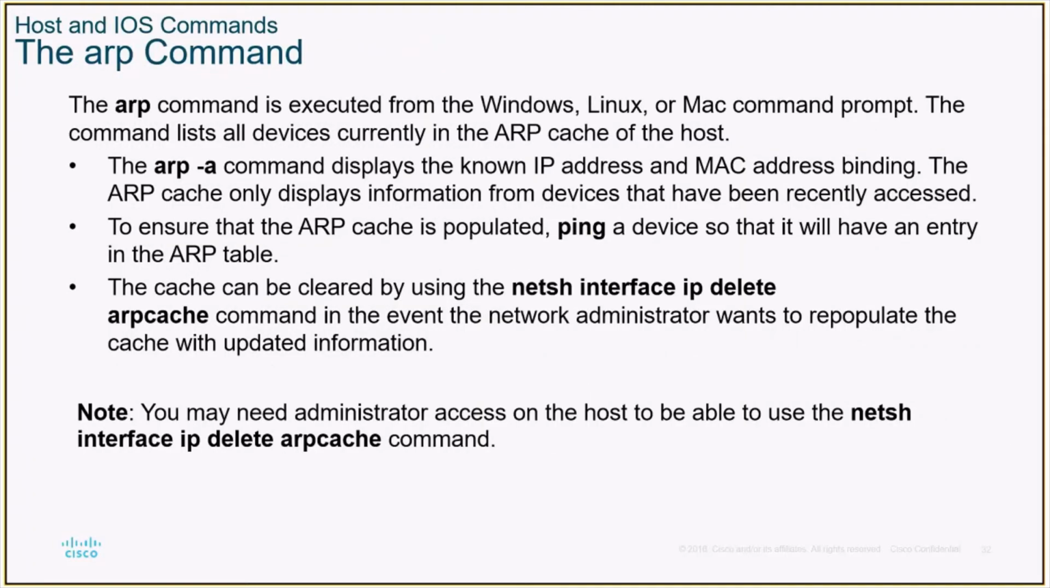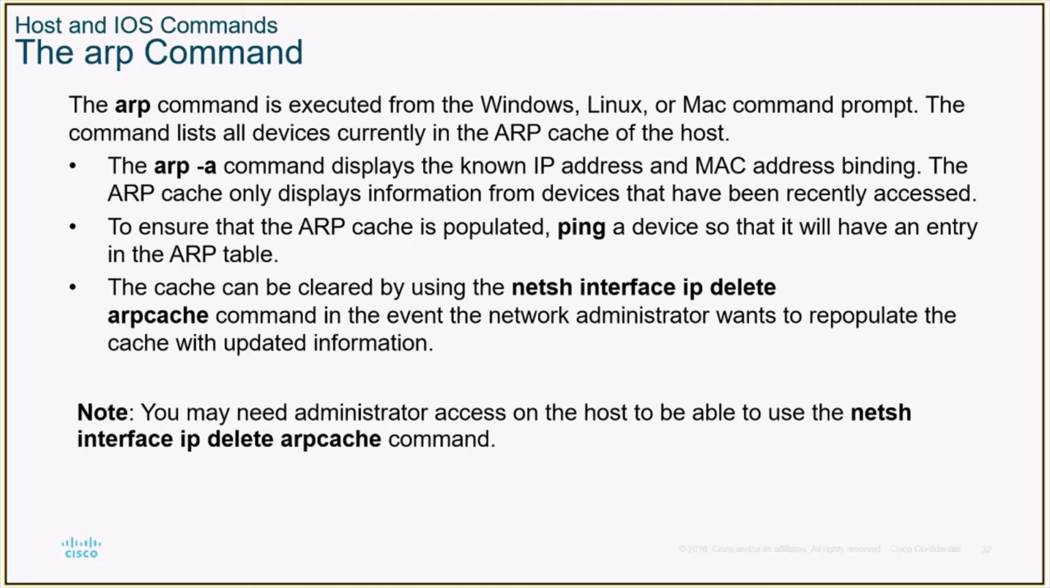ARP, pretty much spoken about ARP a few chapters ago. So the arp command is executed from Windows, Linux, or Mac. The command lists all devices currently in the ARP cache of the host. So arp -a lists all known IP address and MAC address bindings. To ensure that the ARP cache is populated, ping a device so that you can have an entry in the ARP table. The cache can be cleared by using netsh interface ip delete arpcache.